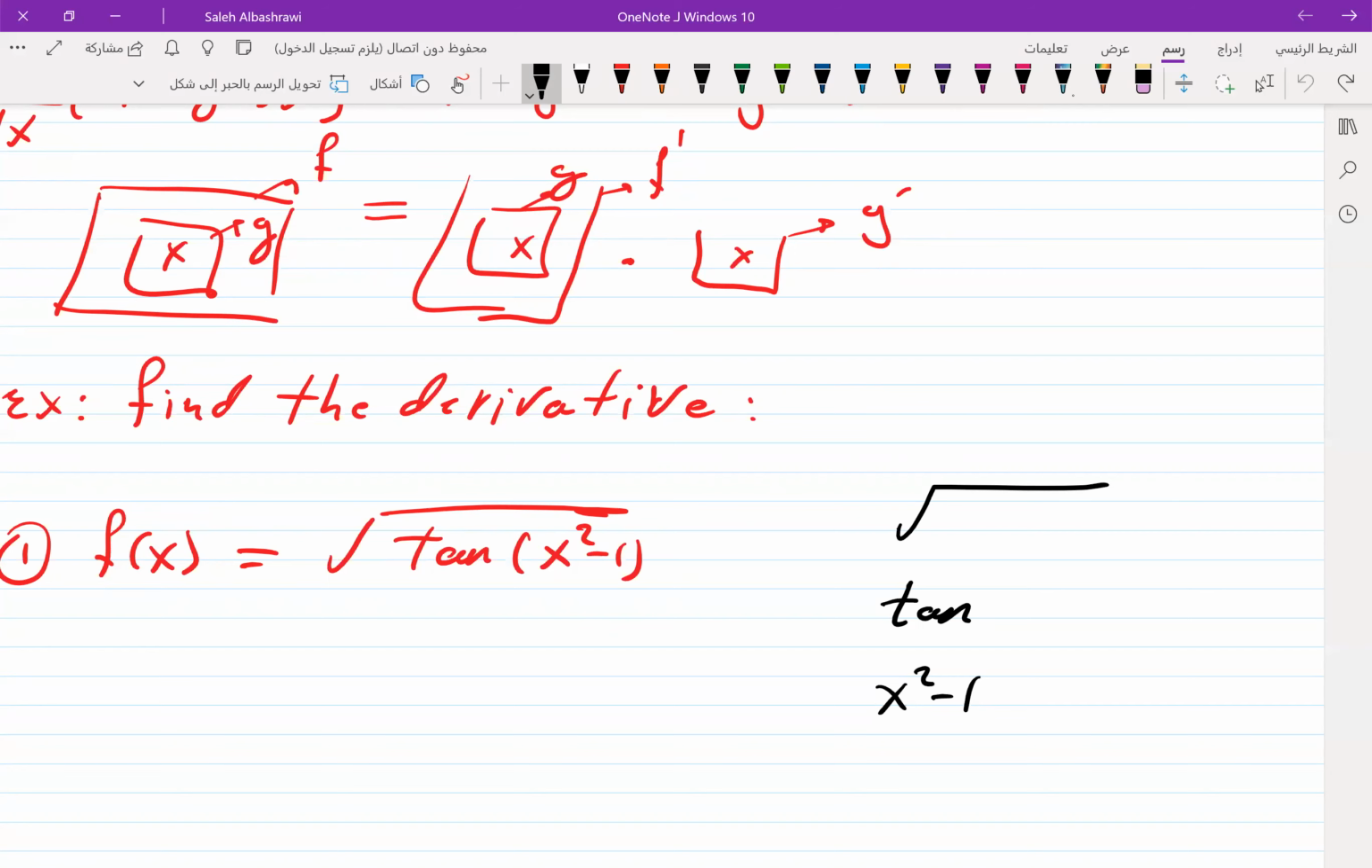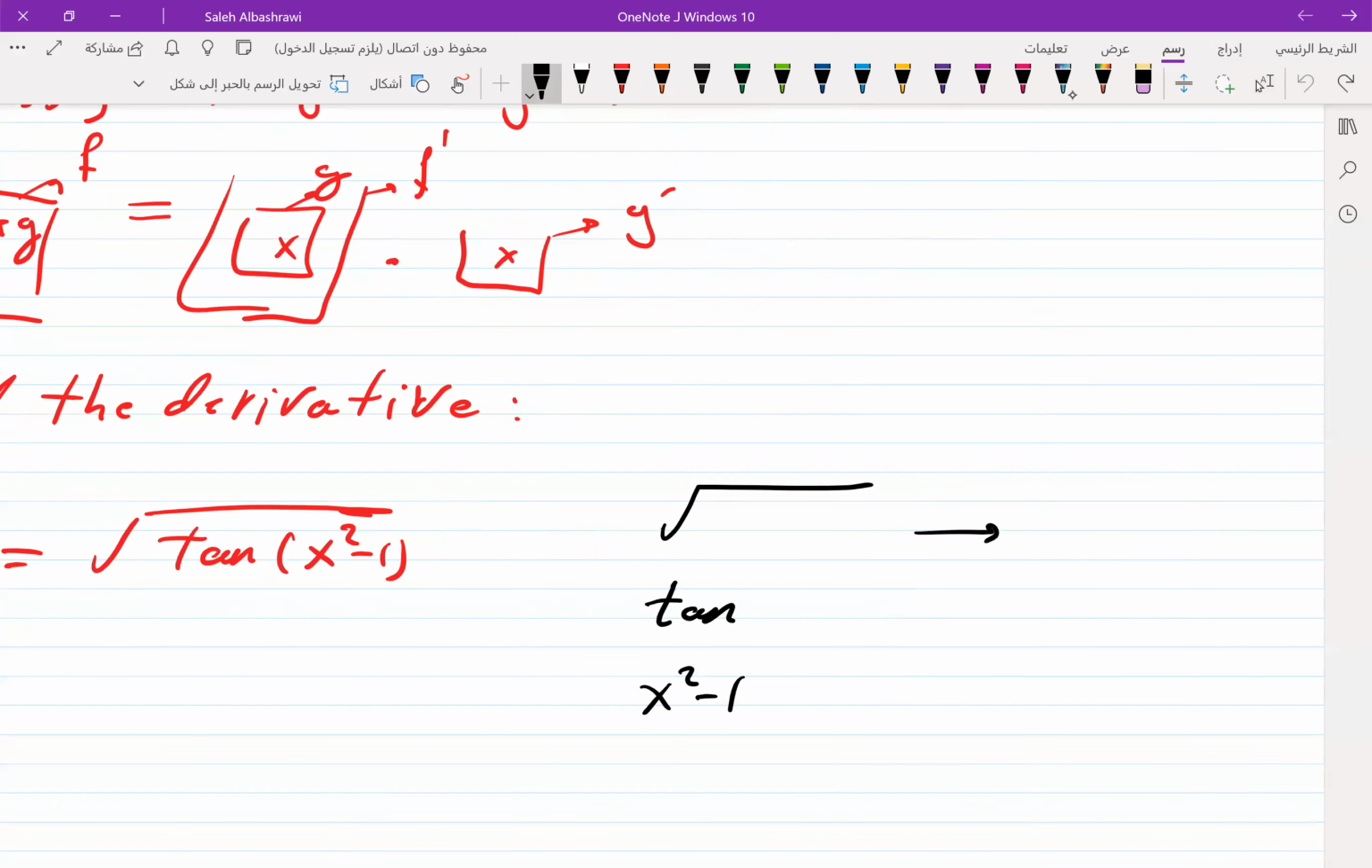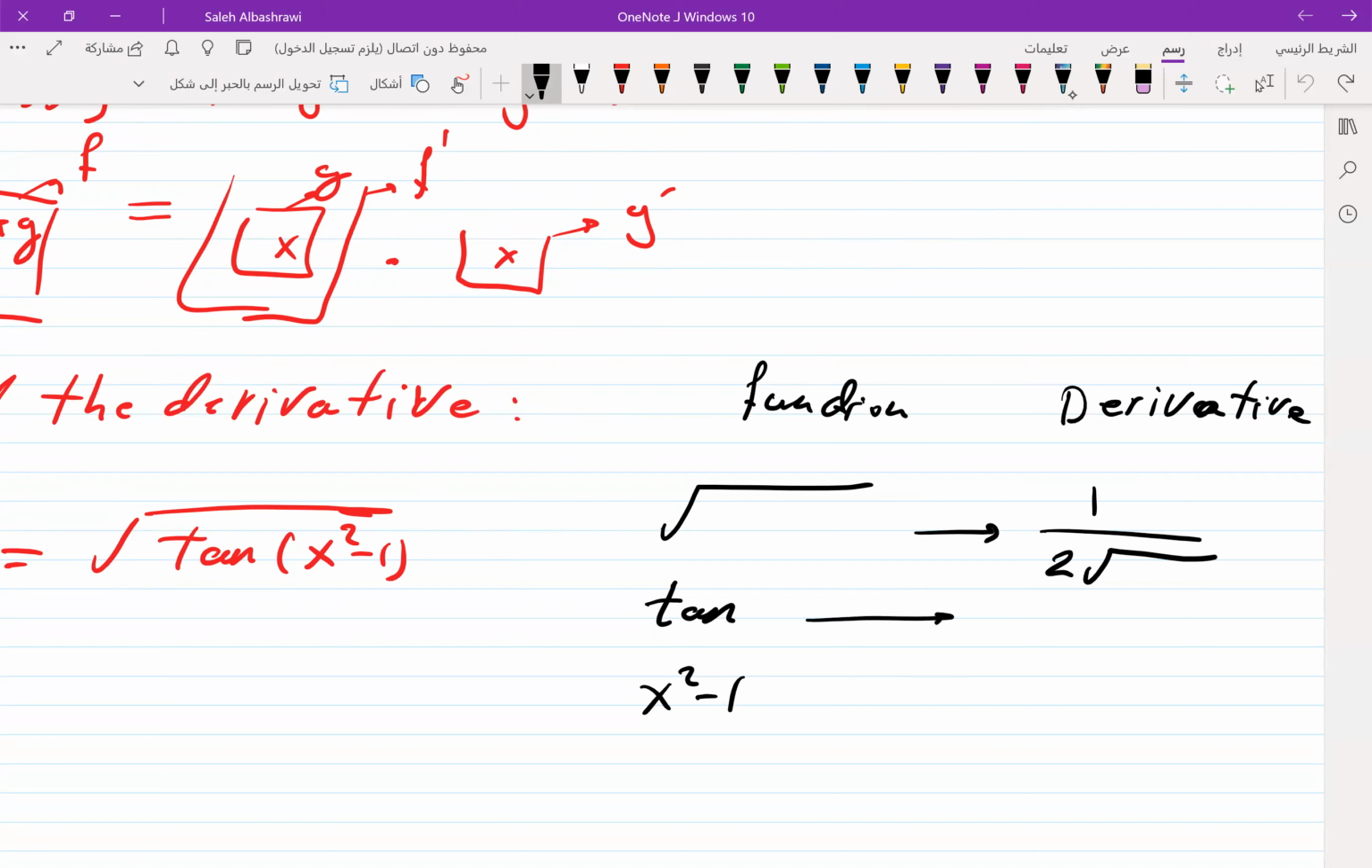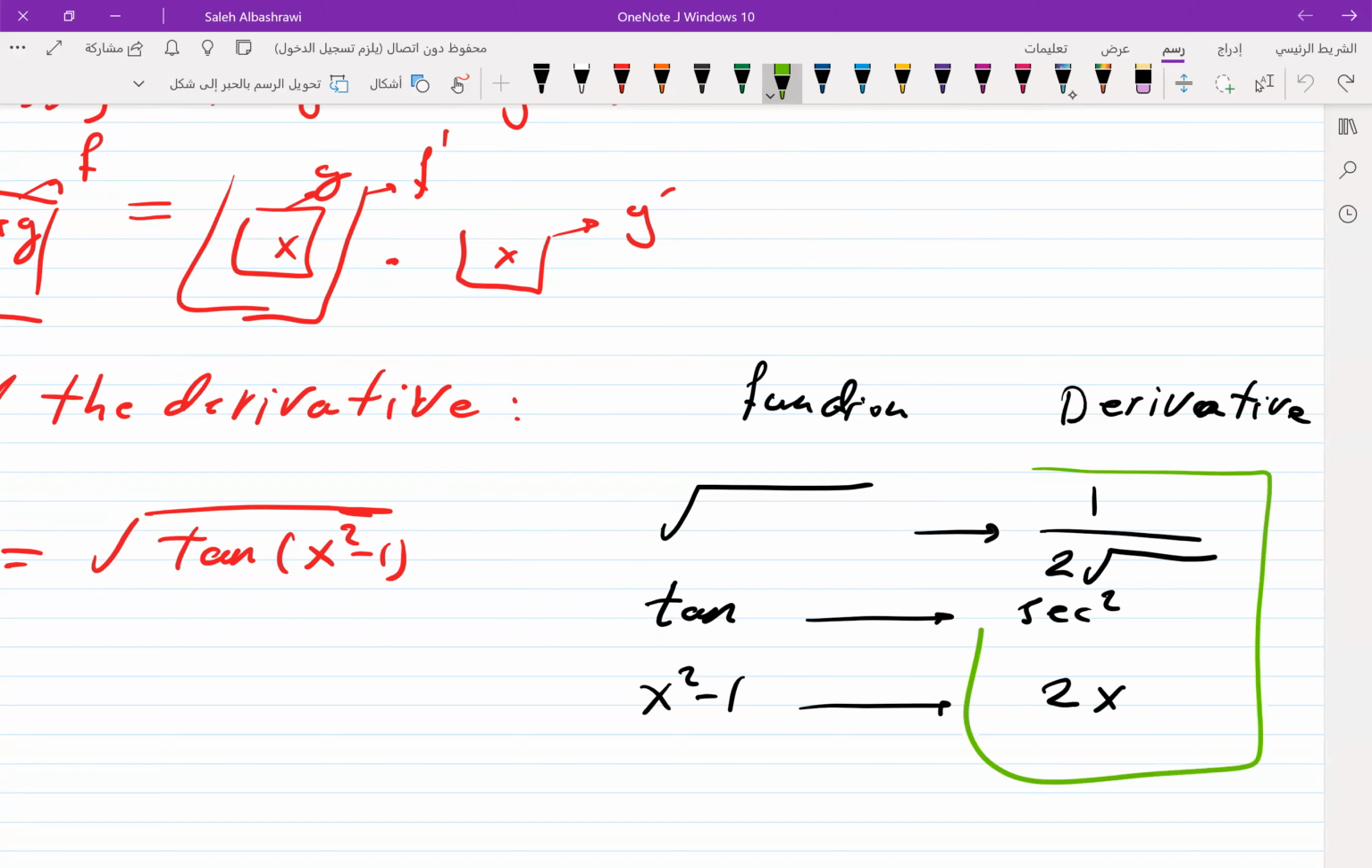By the chain rule, I will find the derivative of the first one, which is 1 over 2 square root. This is the function, and that one is the derivative. The derivative of the tangent is equal to secant square. The derivative of x square minus 1 is 2x. So the derivative of this function will be the multiplication of the three derivatives.